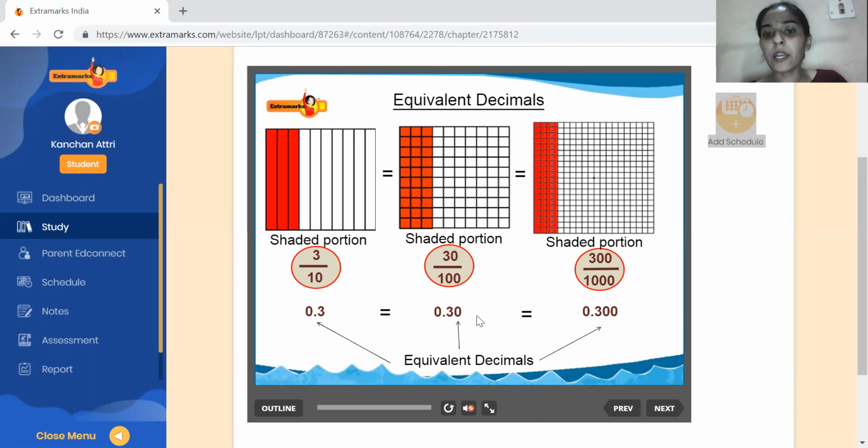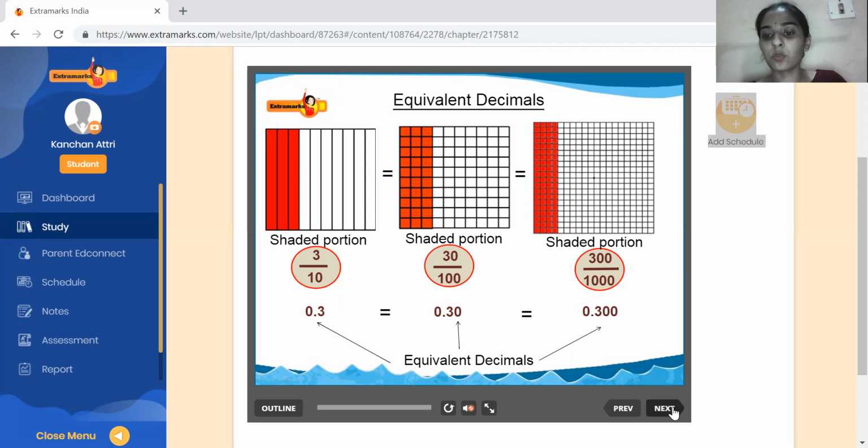Okay class, so you can add any number of zeros. You can add as many zeros as you want, but it does not change the value of the decimal number. So 0.3 is equal to 0.30, and this is equal to 0.300, and they all have the same amount.